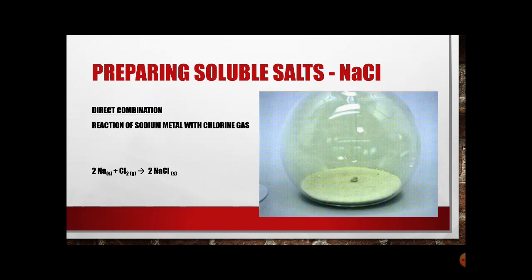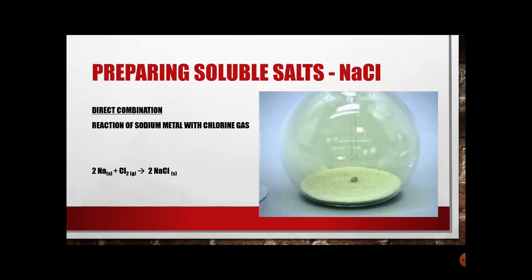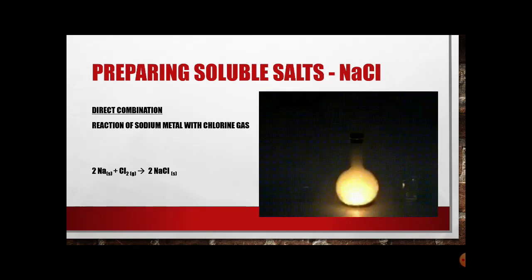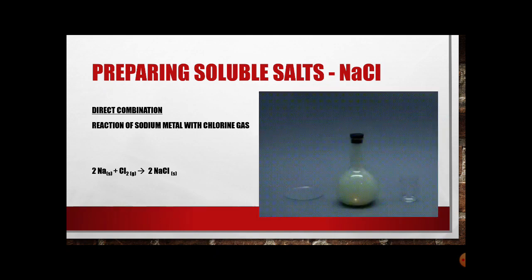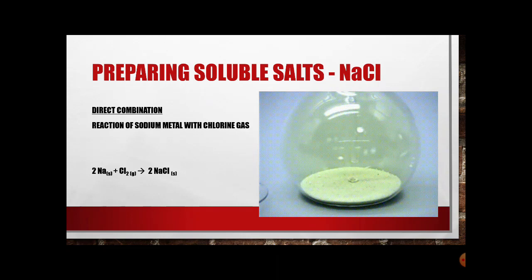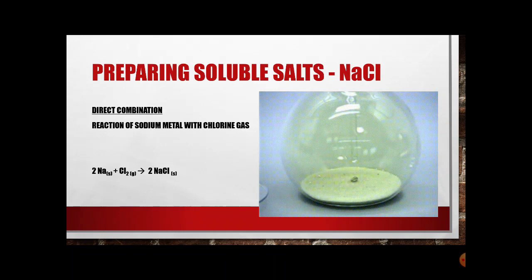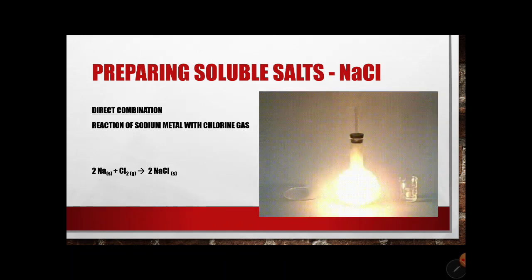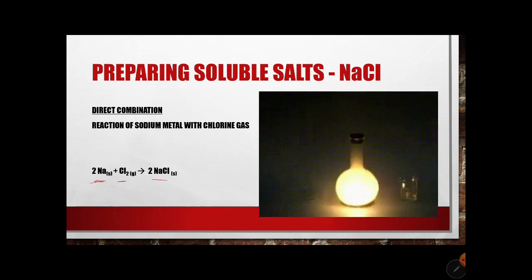For salts that are soluble, there are 4 ways to prepare them. The first is by direct combination. This is where the elements that make up the salts are simply reacted with each other. This example is of sodium chloride, where a piece of sodium metal is added to some chlorine gas. The formula for the reaction: sodium plus chlorine to form sodium chloride.